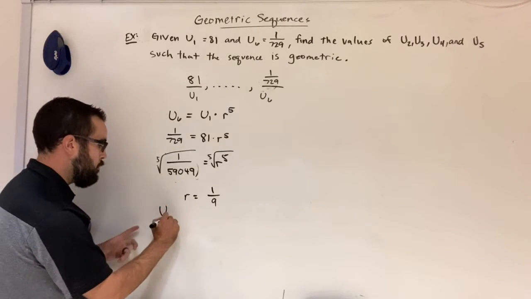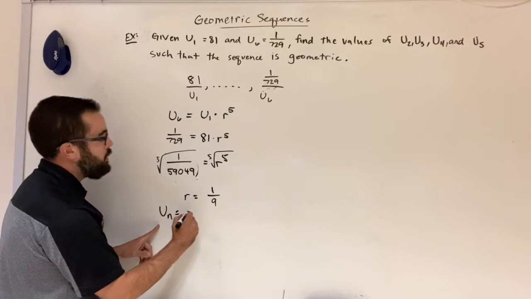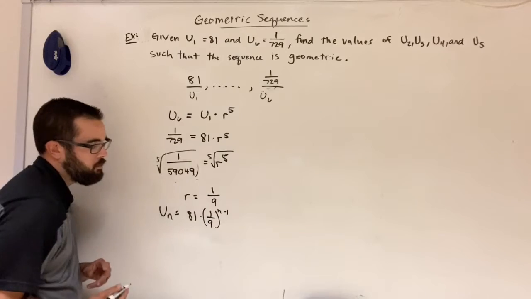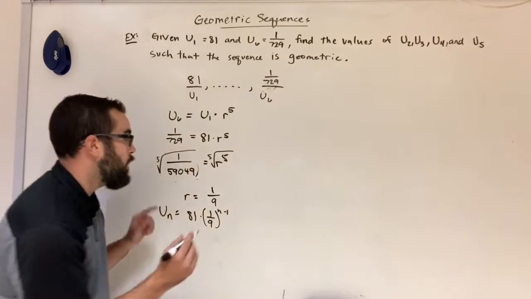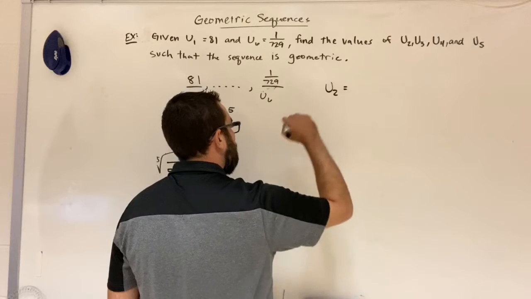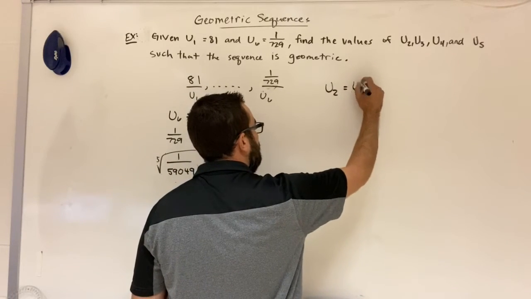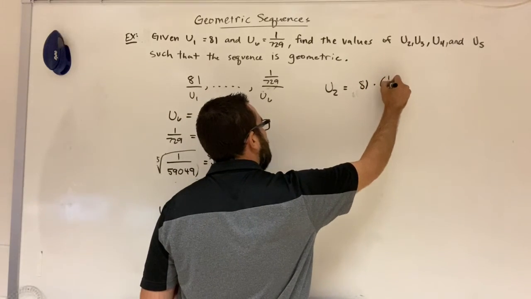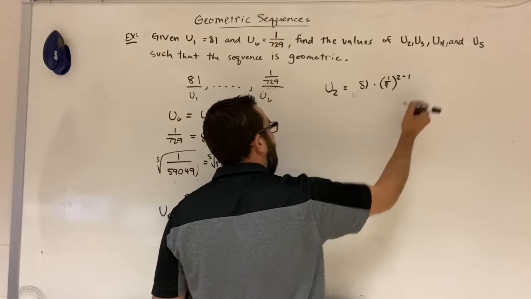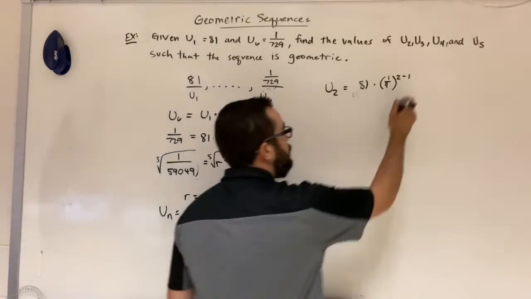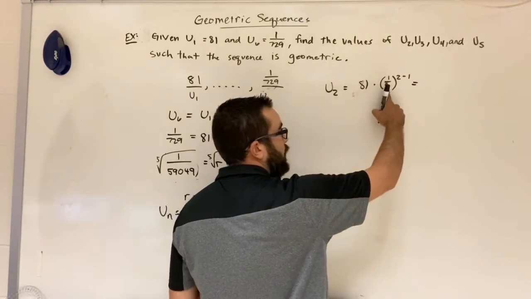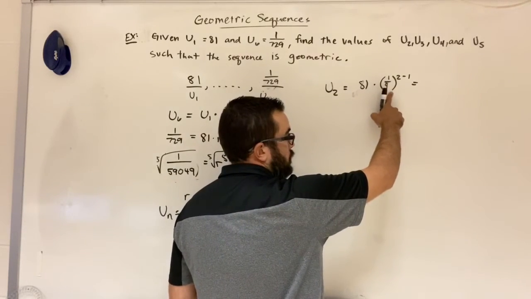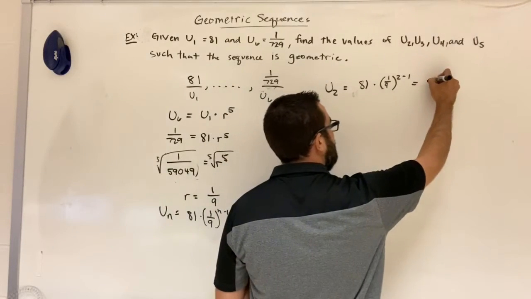So that means our general formula, u sub n is equal to 81 times 1/9 to the n minus 1. All right, so to find u sub 2, all we do is 81 times 1/9 to the 2 minus 1 power, which is 81 times 1/9 to the first power, so it's 81 times 1/9, which is equivalent to 81 divided by 9, so that's just 9.